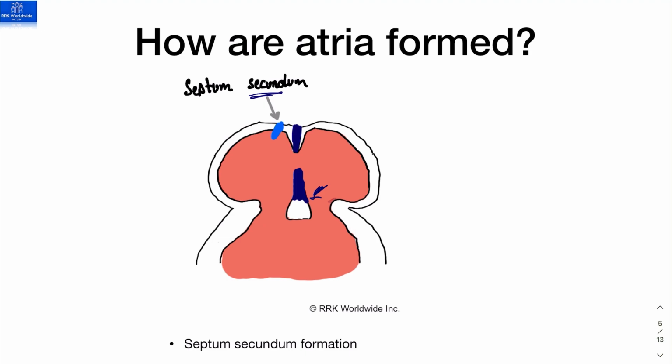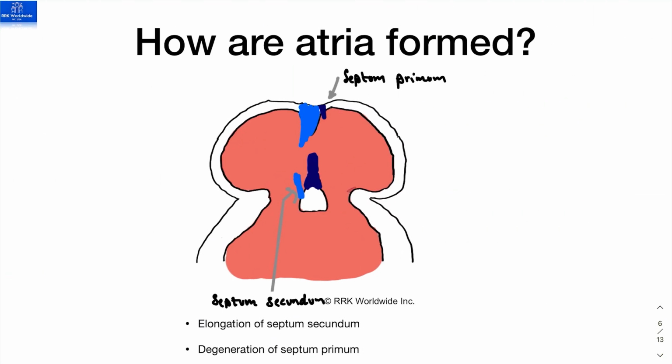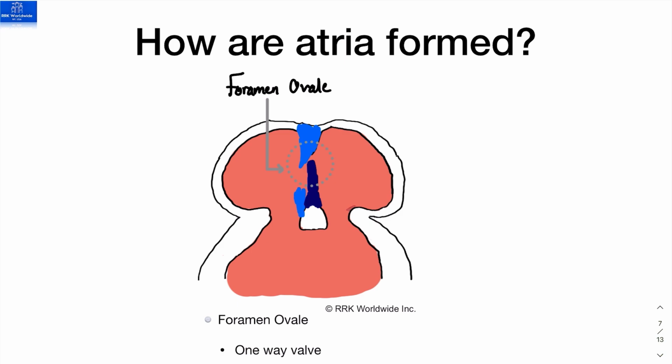Why do we need two septa? It's because of the valve. It can't be just one septum, right? Exactly. So on the next slide, as you can see, it forms a valve, and this is called the foramen ovale.